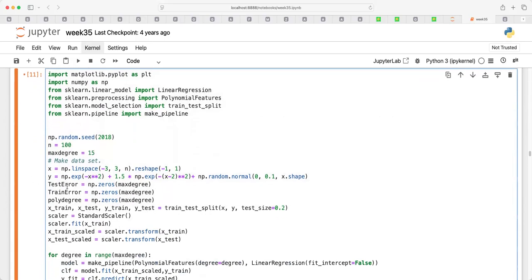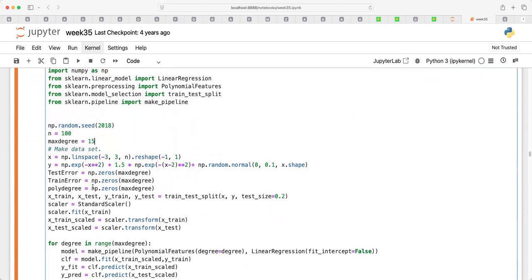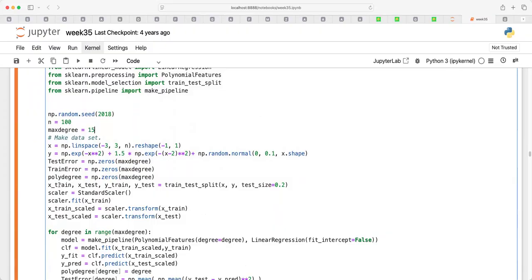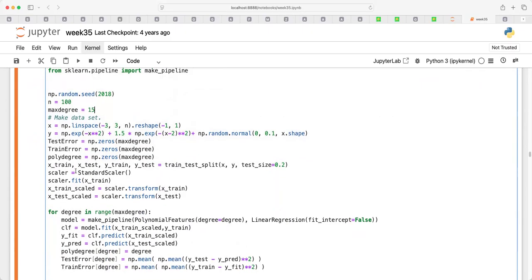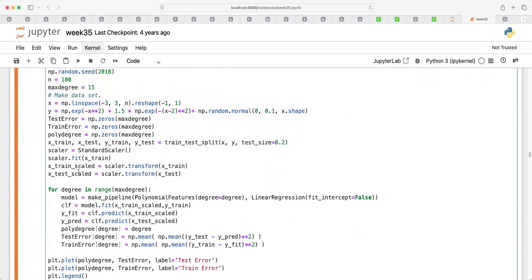Now I'm going to set up a test error and a train error. I define the polynomial degree. I split my data. 80 data points are going to be train, and 20 data points are going to be the test set, which is not included in the training. Here, I'm scaling my data, and I'm coming back to what that means. Let me just show you this example first, because this is a very important example. Here I set up the polynomial features. I'm setting up linear regression.